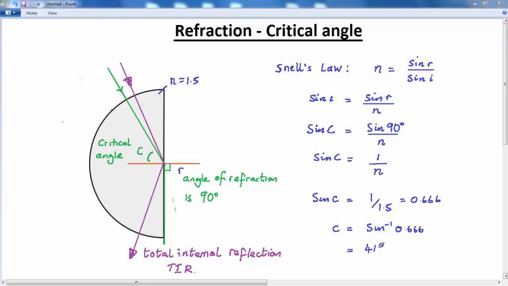I do apologise that 41 degrees doesn't really correspond to the critical angle that I've depicted here, which is obviously a lot larger than that. But anyway, that's how you calculate the critical angle for a ray of light passing from a high density medium such as glass into air with a refractive index of 1.